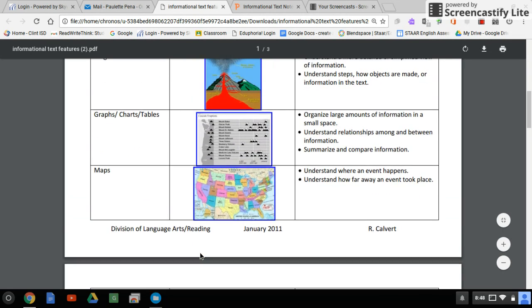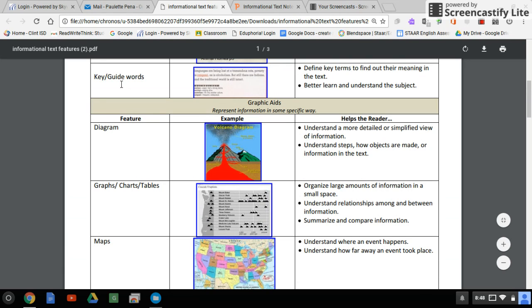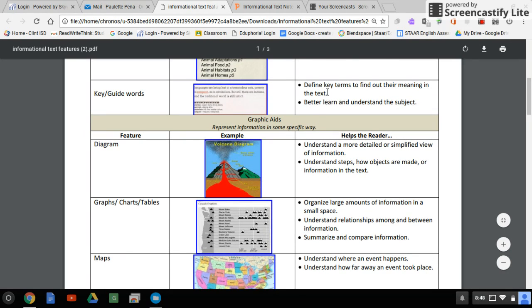The next one on our list, key guide words. How do key and guide words help the reader? It helps them define key terms to find out their meaning in the text. It also helps you better learn and understand the subject. So keywords are going to help you define key terms. Highlight, define key terms, and to find out meaning in the text. The meaning in the text. Okay.